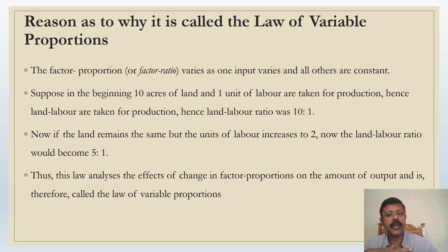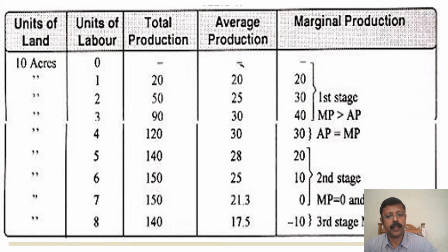And the reason why it is called law of variable proportions is, in simple terms, as we increase the amount of input, the output will vary. That's why it is called law of variable proportions. That concept is explained with the help of a chart here. Now, here we are taking the example of some units of land and labor. So this could be a typical example.